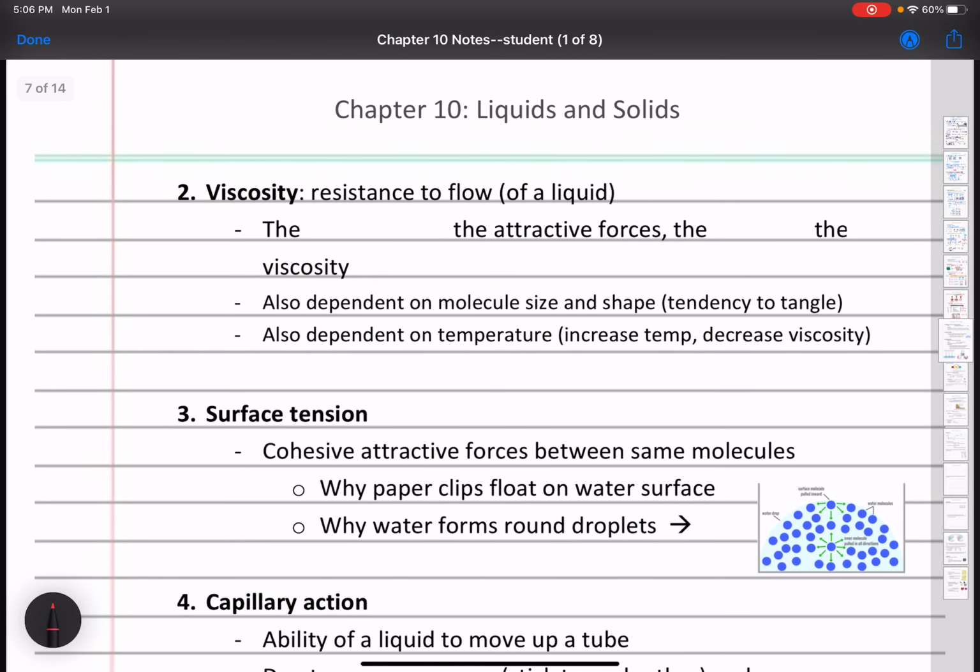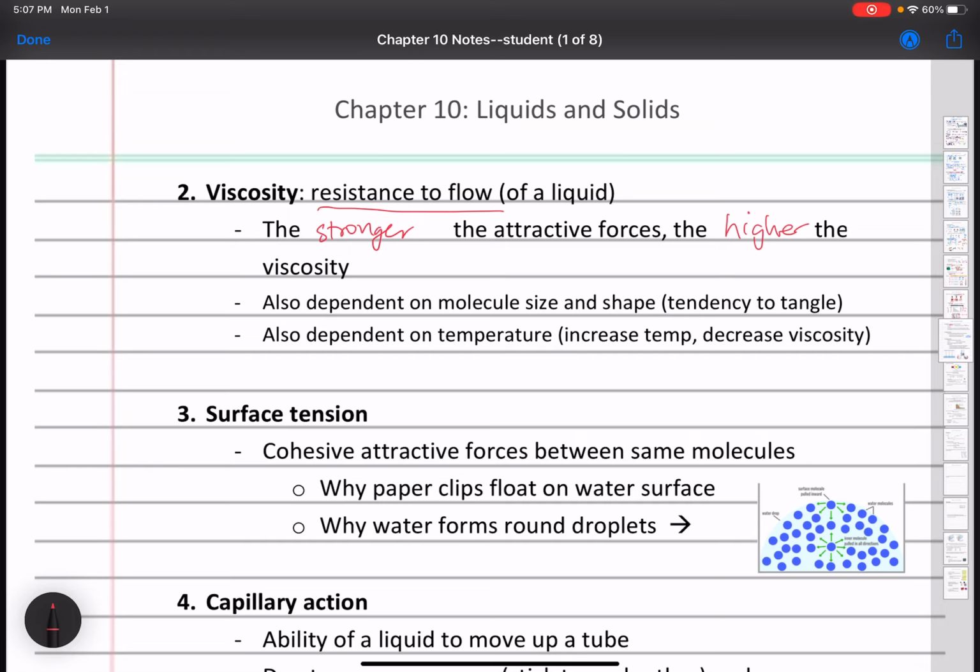Another feature of matter that's determined by intermolecular forces is viscosity. You can think of viscosity as the thickness of a liquid. It's really the measure of the resistance to flow. And again, the stronger the attractive forces, the higher the viscosity. So something with high viscosity is very thick. Honey has an incredibly high viscosity. Water has a pretty low viscosity.